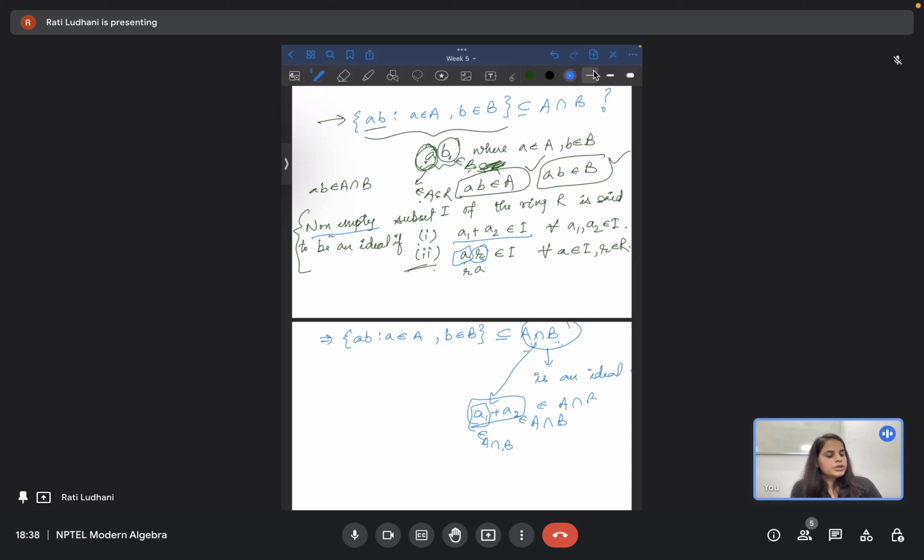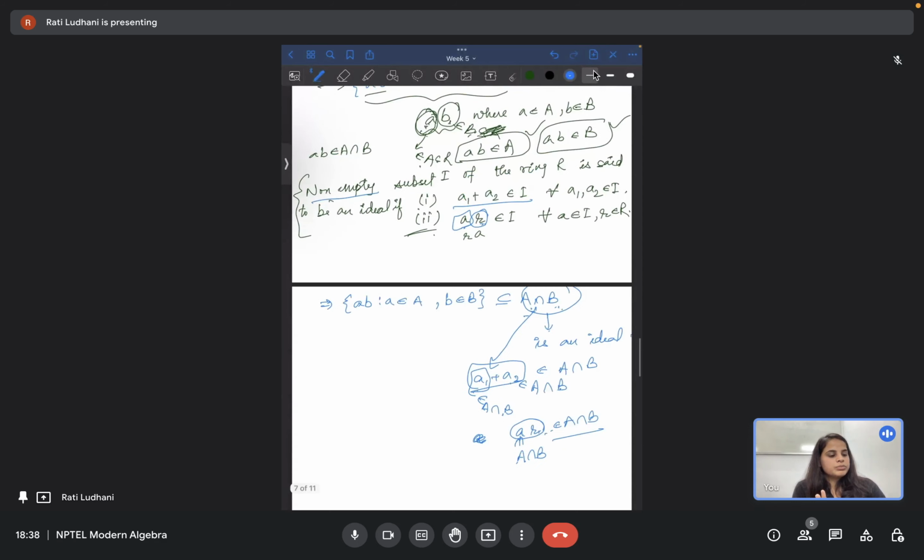Similarly, if you take A into R, A looks like an element of A. Okay, just take A to B. A is an element of A intersection B, and you have R, some element of the ring. Then A into R should be in A intersection B, which is clear because A belongs to A, so A into R should be in A, right? B belongs to B, so B into R should be in B. So this is in the intersection. So this itself is an ideal.